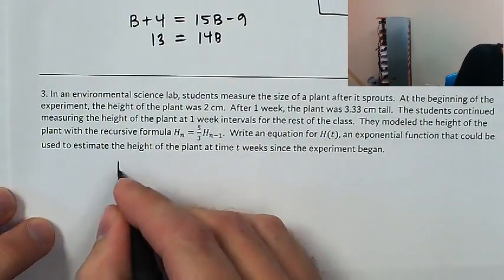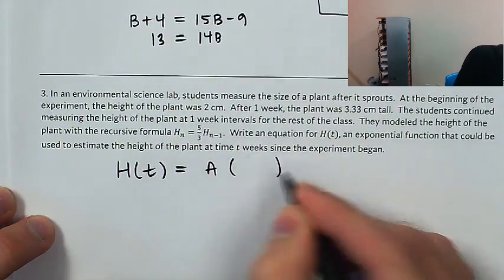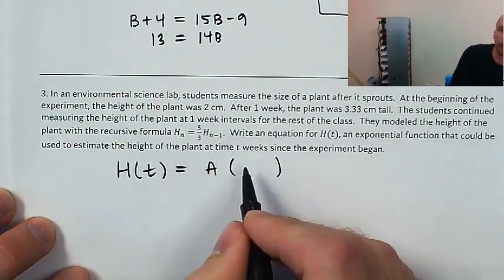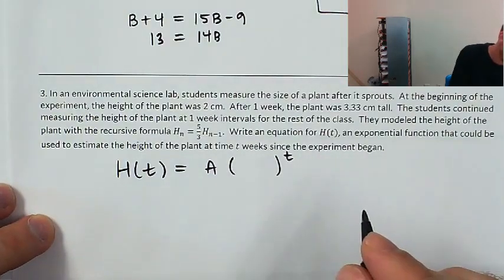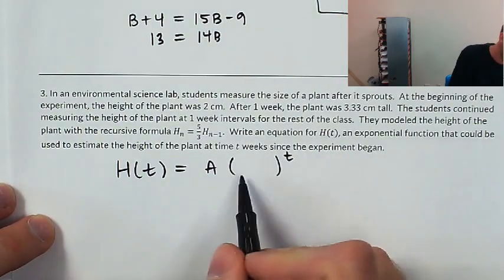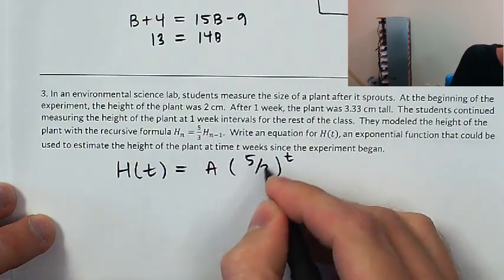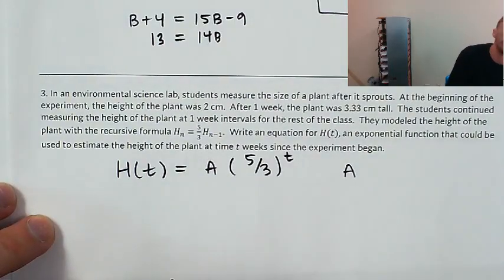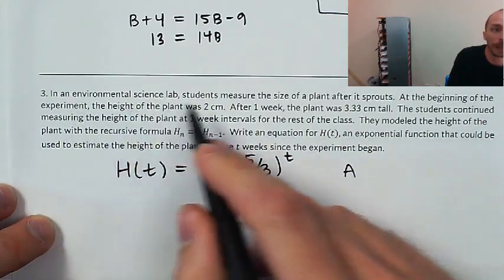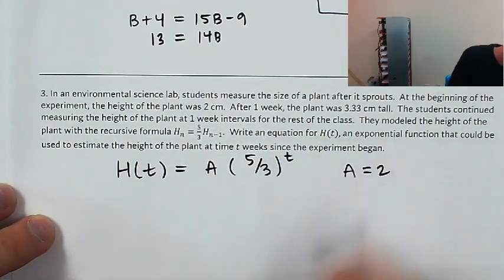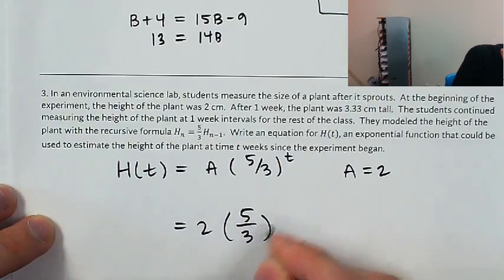Okay, if we're talking about h of t as an exponential function, I'm just going to say it's some starting value times, okay, well, with a recursive formula, they're actually just giving me the number I'm going to multiply by each time, so I don't even really need to worry about a percent growth or a percent decrease, anything like that. I'm just going to have some number to the t, and in our case, that number is going to be 5/3. Okay, a is like the starting value, the value that corresponds to t equals 0. So at the beginning of the experiment, after 0 weeks, the height of the plant was 2 centimeters. Okay, so I'm going to say my formula is 2 times 5/3 to the t.